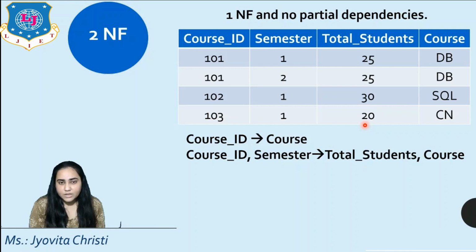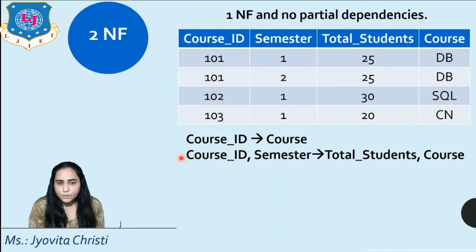Now you need to understand what a partial dependency is because the condition for 2NF says that there should be no partial dependencies. So let us see. We have the second type of functional dependency known as course ID, semester determines total students and course. So as it is quite obvious from the relation, course ID is not a primary key, as you can see, because 101 is repeating. It is coming twice, and so you cannot make course ID alone a primary key. You would have to combine it with semester.